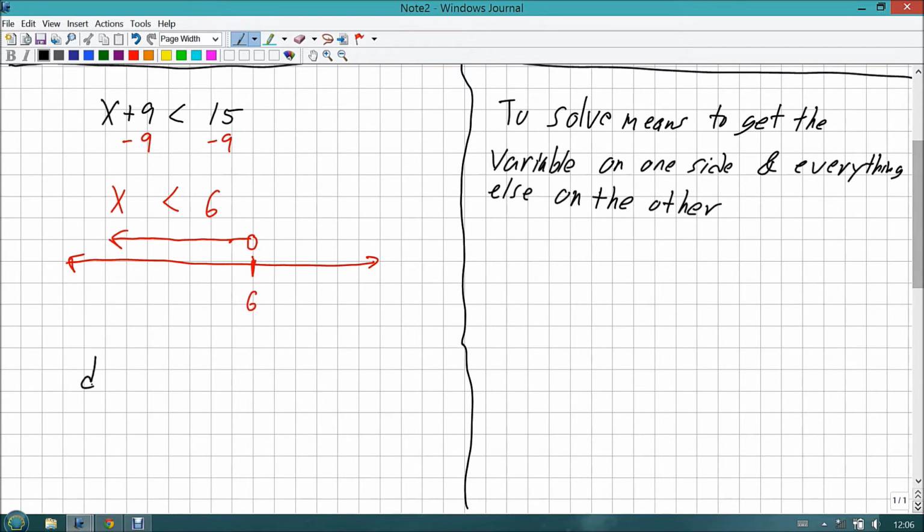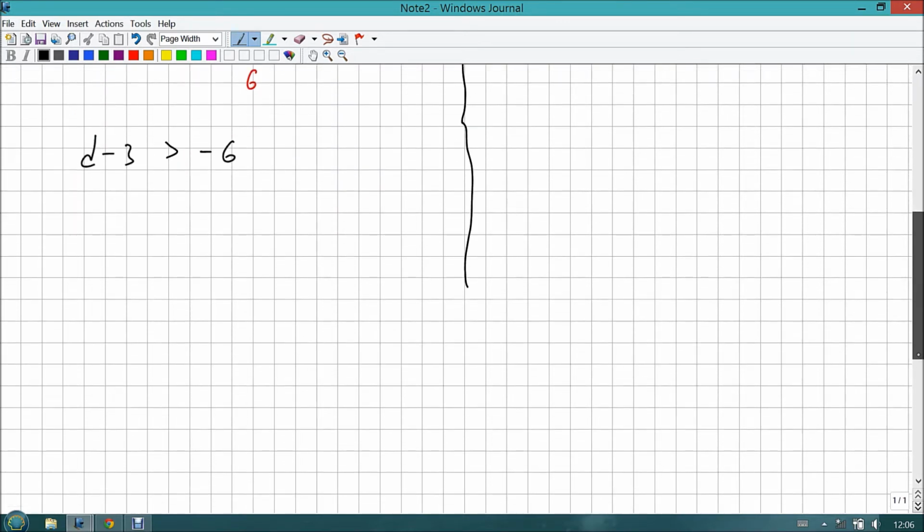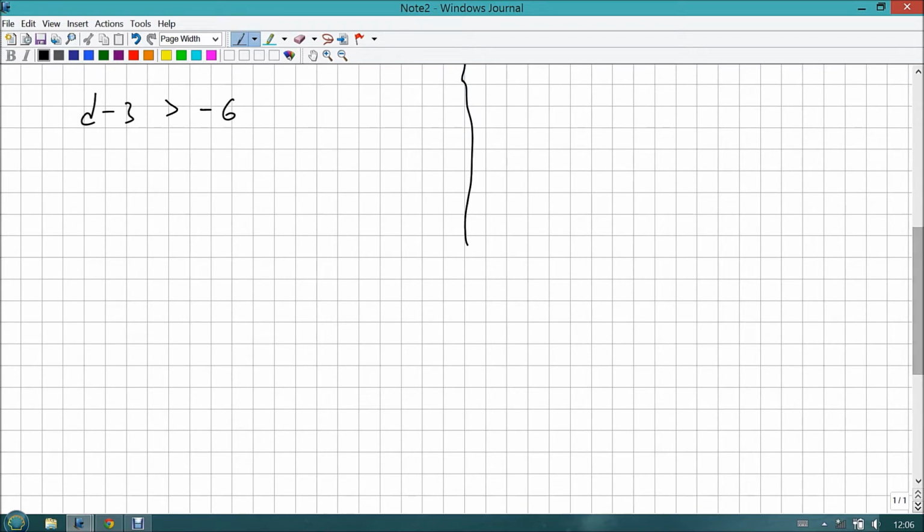What happens if we have d minus 3 is greater than negative 6? Well, again, we want to get our variable by itself. We don't have an x this time, we have a d. And then put everything else onto the other side. So the only thing that's hanging out with a d is the negative 3. So to get rid of it, we would add 3 to both sides. And when we get to that, negative 3 plus 3 is 0. So we have d plus 0. We don't bother writing the 0 down. And then we have negative 6 plus 3, which would be negative 3.